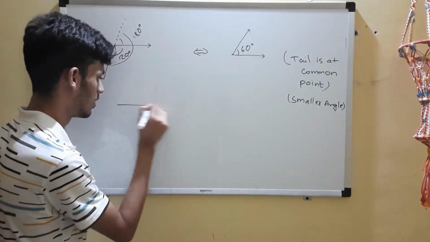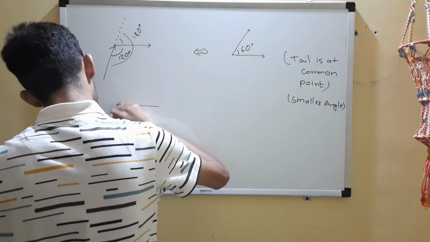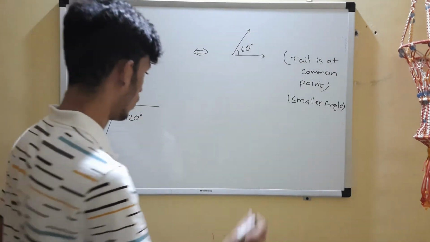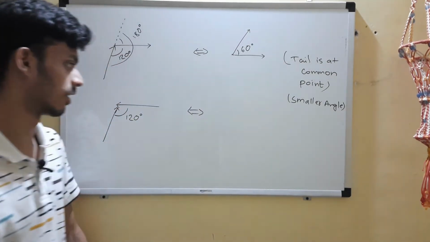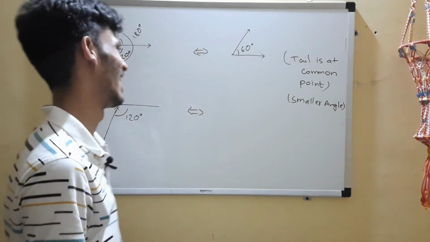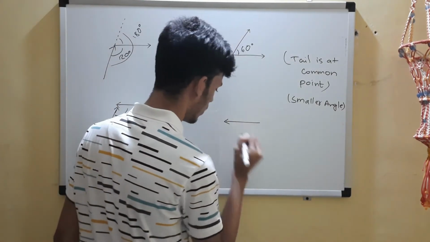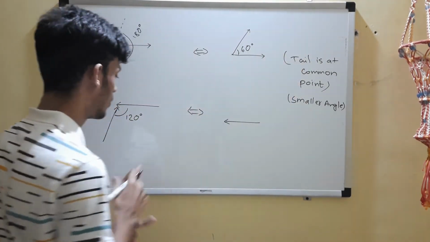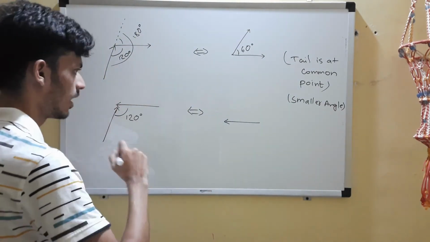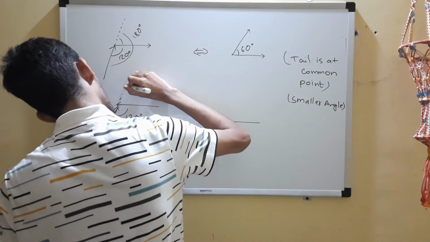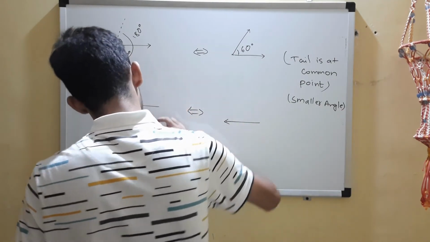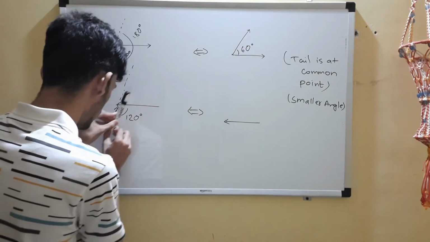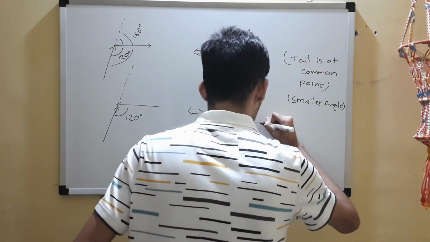Now let's discuss one more case. This is 120 now. What is the angle between these two vectors? If you say 120, it is correct. Even if it is head at a common point it works, but we'll follow the tail at a common point. So I'll shift this vector, pull it out over here.